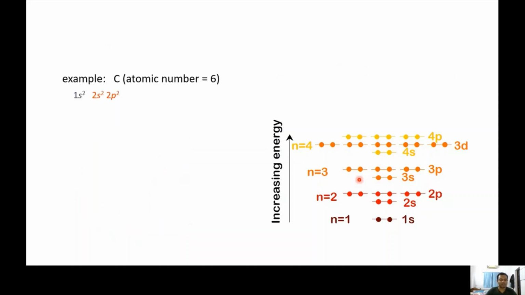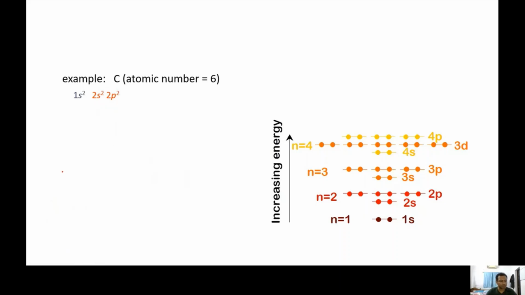We'll see some examples. One common example is carbon. We know that the atomic number of carbon is 6. So the first 2 electrons will go to the 1s level, represented by 1s2 here. The next 2 electrons will go to the 2s level, given by 2s2. Then the remaining 2 electrons will go to the 2p level, so 2p2. So 6 electrons are filled in this way: 1s2, 2s2 and 2p2.